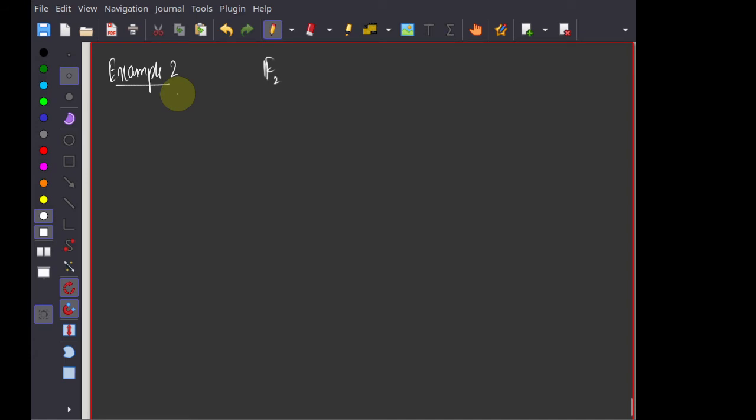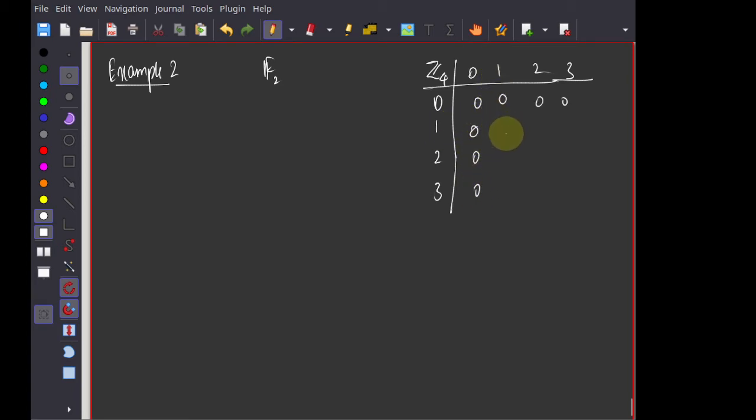We know that the set of integers modulo 4 is not a field, and that is because inverses didn't exist. So let's maybe just write that down. This is Z4. So the elements are 0, 1, 2, 3, and my multiplication is modulo 4. Let's just write down the multiplication table: 0, 0, 0, 0, 0, then 1 times 1 is 1, 2, 3.